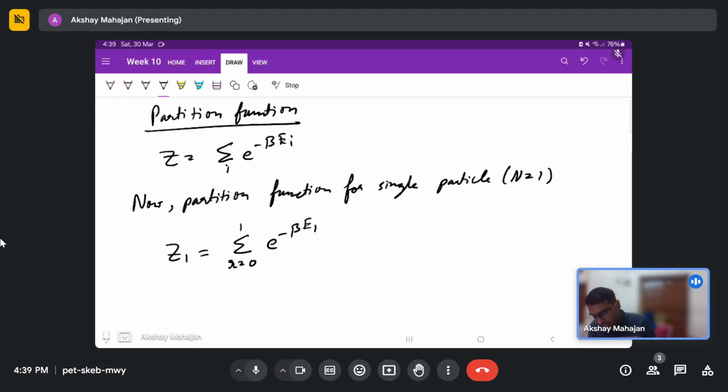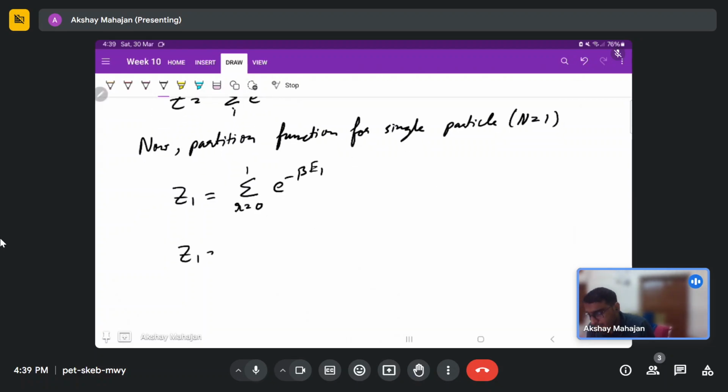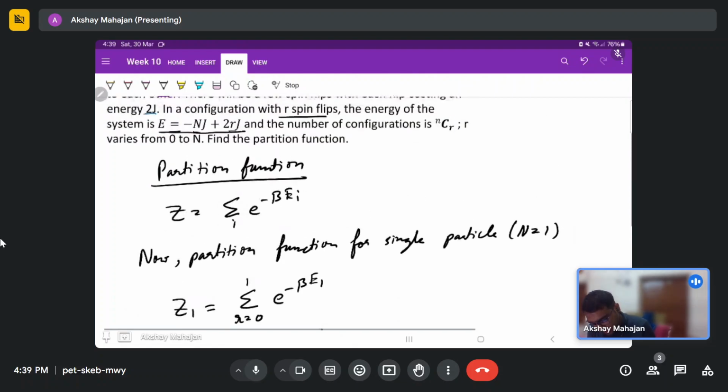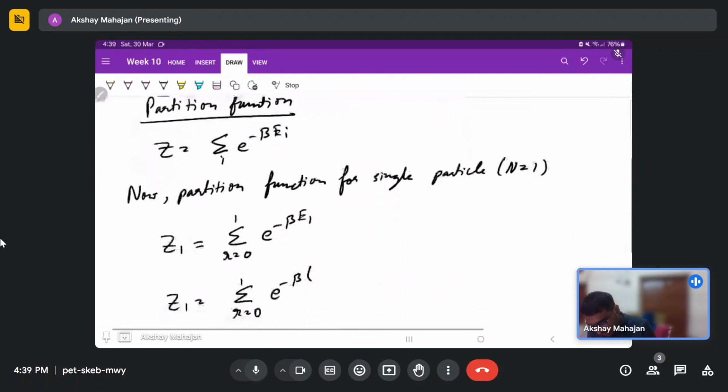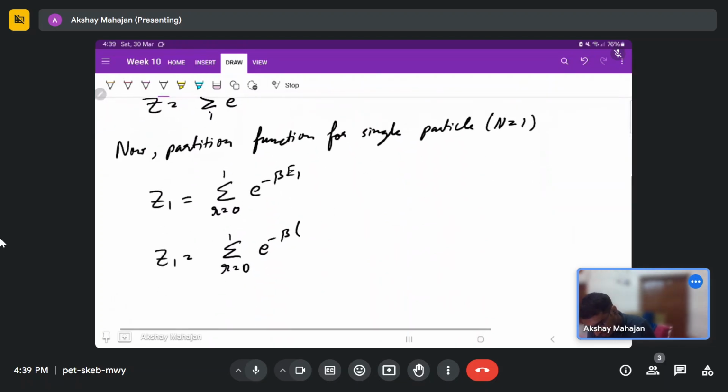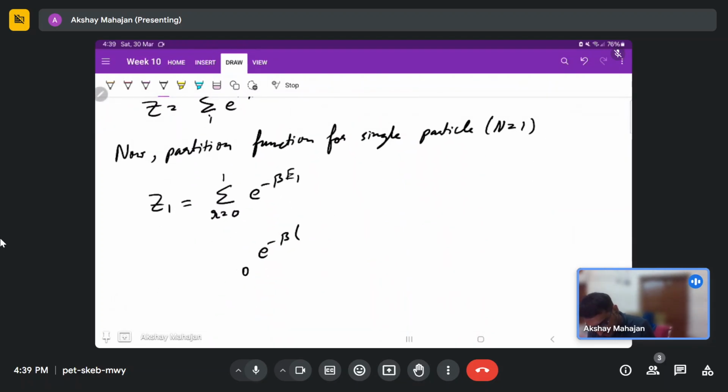So in that case our Z1 will be the sum over R from 0 to 1 of e to the power minus beta times the energy for N equals 1. This is the total energy, so let me just write it as E of N.